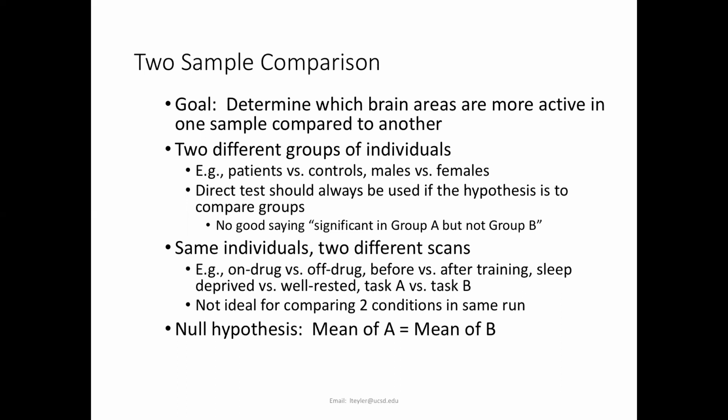And the other way that you can use a two-sample comparison is, of course, if you have the same individual but at two different states or two different conditions. So on drug versus off drug, before or after some kind of a training program, sleep deprived versus well-rested, or even task A versus task B. So if you had people in the scanner and they were doing one task that was really difficult, and then they did a similar task that was really easy, and you want to look at the effect of difficulty, you can contrast those two tasks.